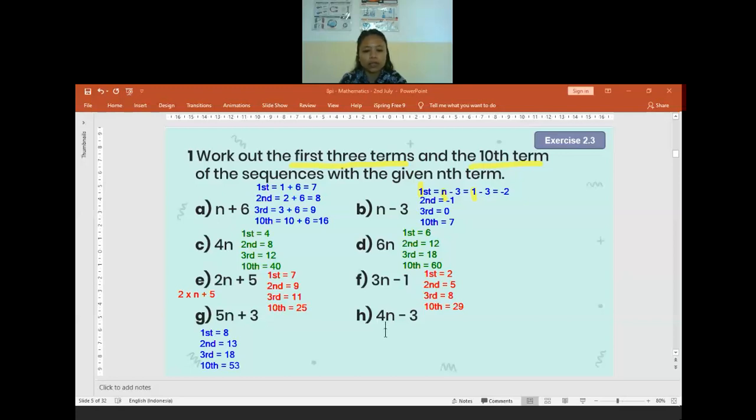What is the first term in question H? Okay. And then the second term? Good. The third term? Wow. Okay. For the 10th term? Okay. Thank you to those who already answered through the chat box.